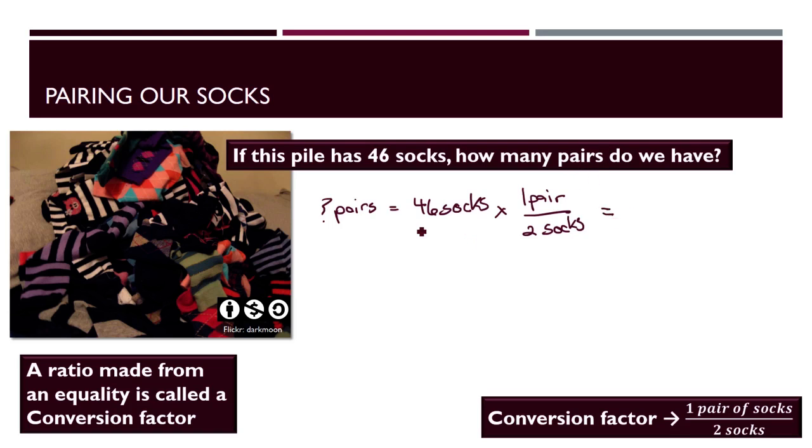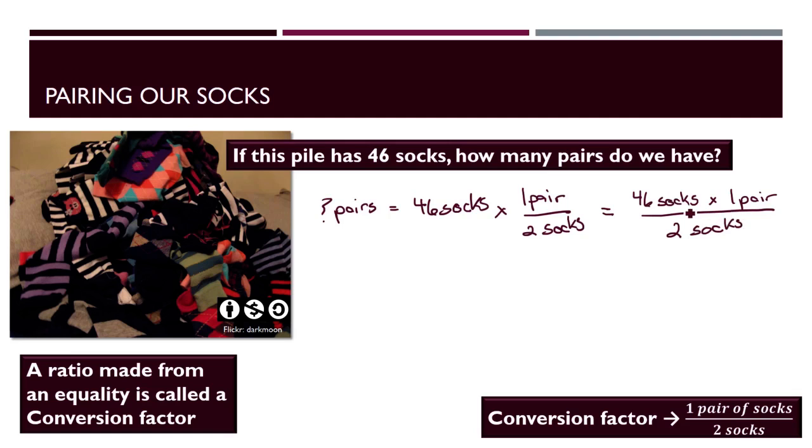What happens? Well, we can do this math where we multiply this value times this fraction, and we end up with 46 socks times 1 pair divided by 2 socks.